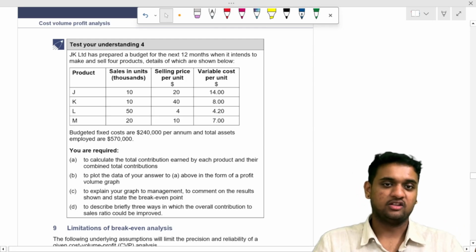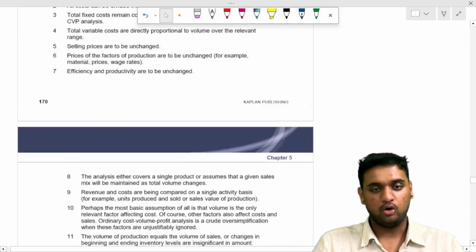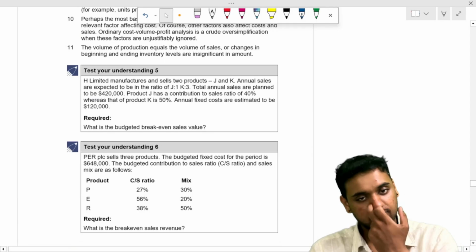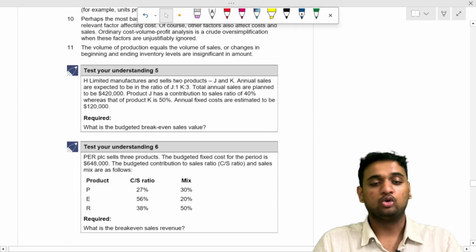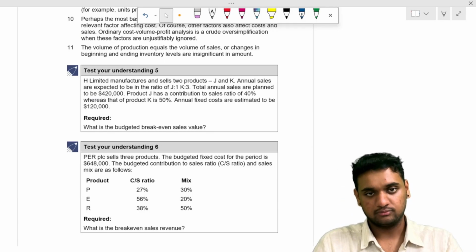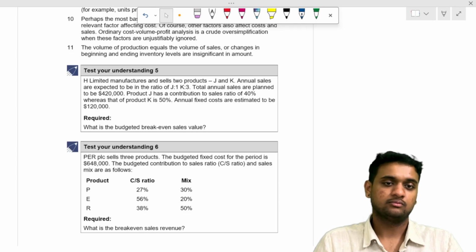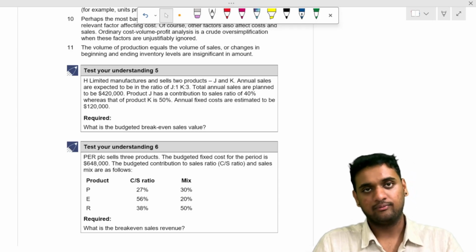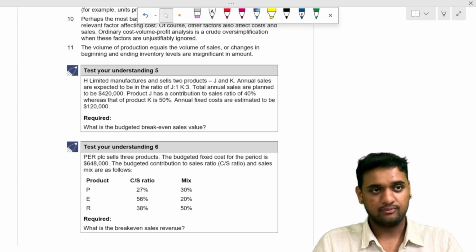Just a second, we'll come to tested understanding question number 4. Come below to tested understanding question number 5. What have they given? Someone read the question.